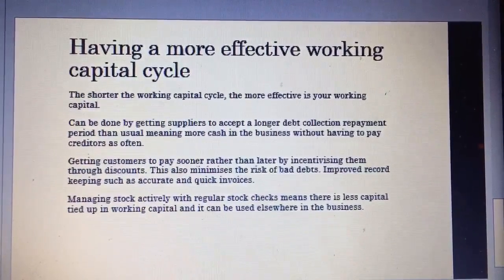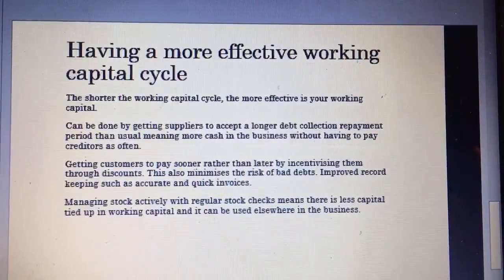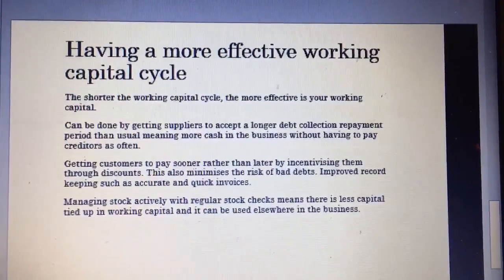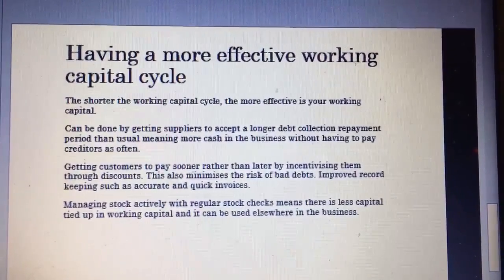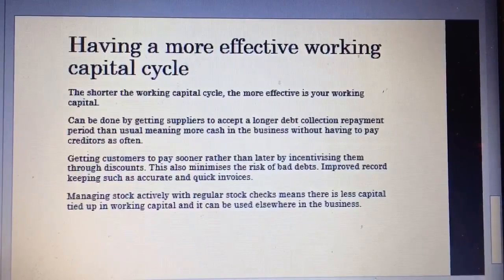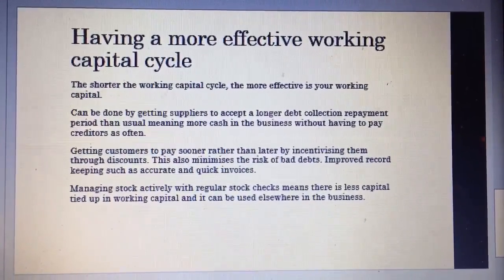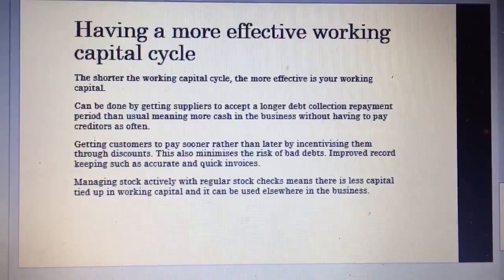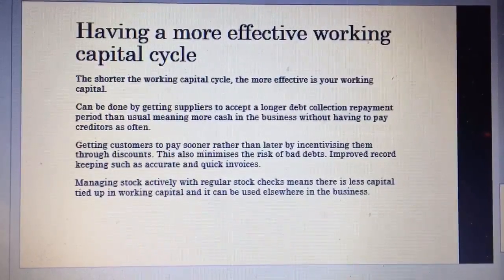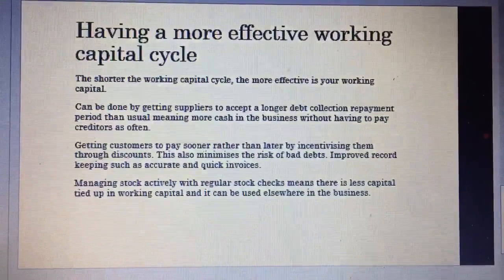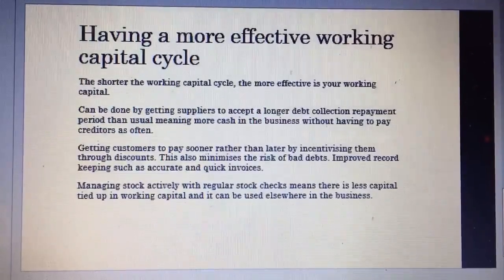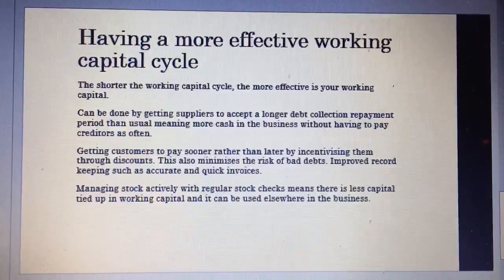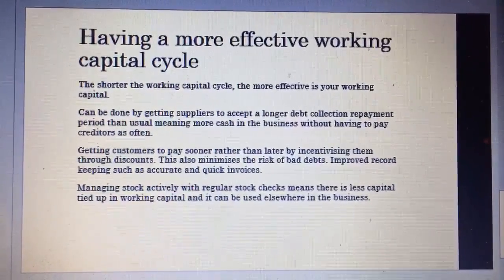One way of shortening the working capital cycle is by getting the suppliers to accept a longer debt repayment period than what the normal period to pay back is. For example, rather than having a 30-day repayment period, getting the creditors to extend the repayment period beyond that, for example up to 60 days, will allow you to have more cash in your business that can be used elsewhere. However, this approach will only tend to work if your business is substantially larger than your suppliers, and they are therefore dependent on your business in order to continue running.